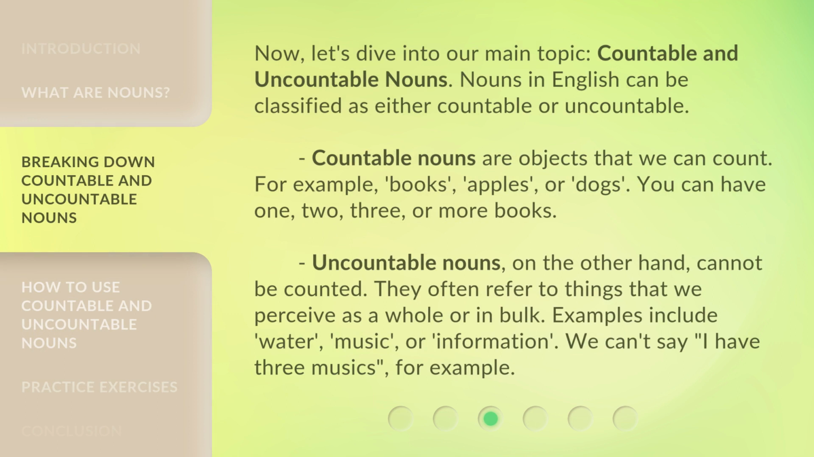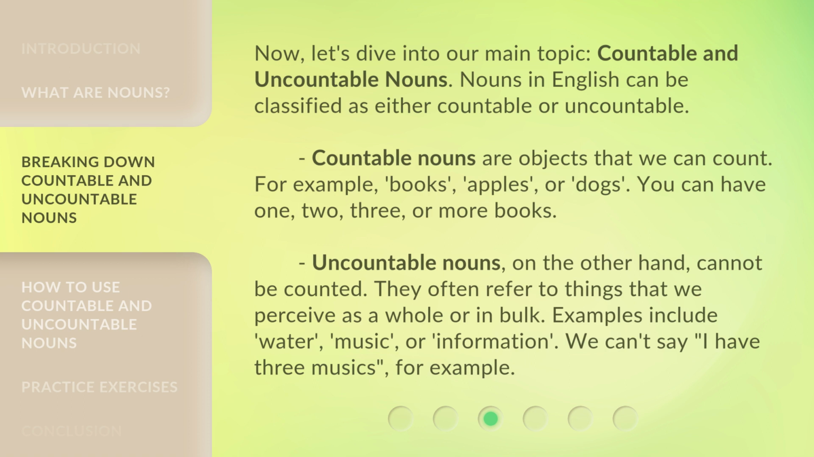Now, let's dive into our main topic, countable and uncountable nouns. Nouns in English can be classified as either countable or uncountable. Countable nouns are objects that we can count. For example, books, apples, or dogs. You can have 1, 2, 3, or more books.